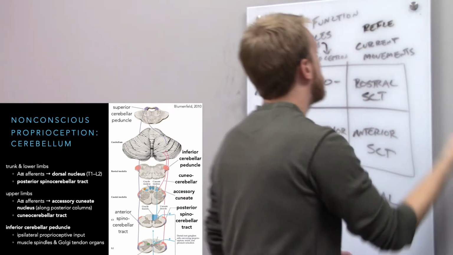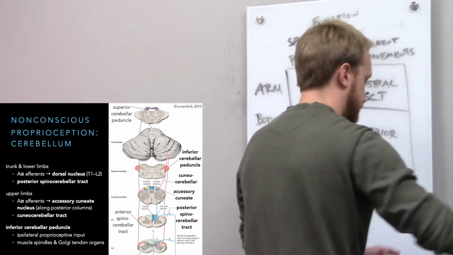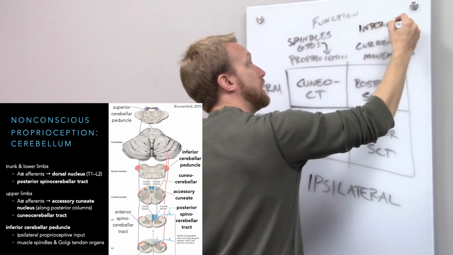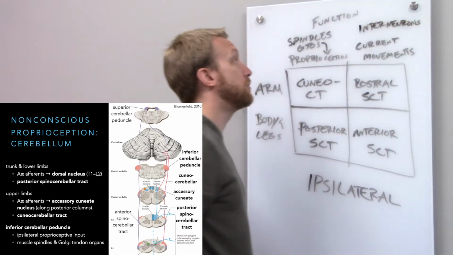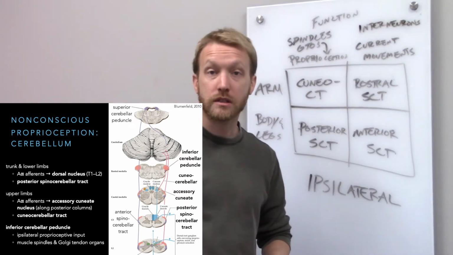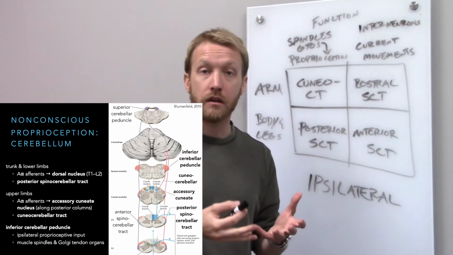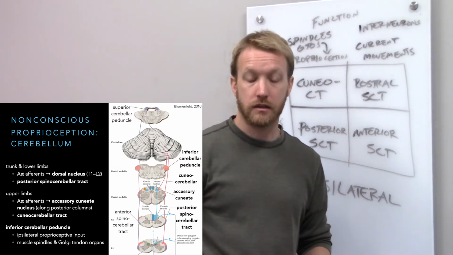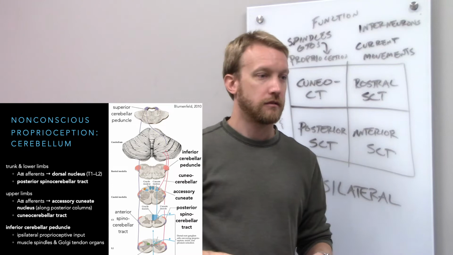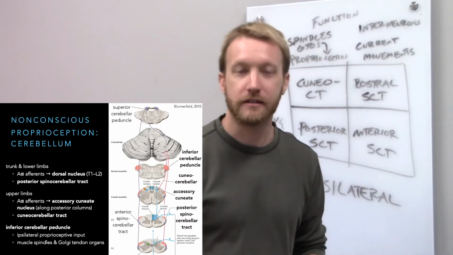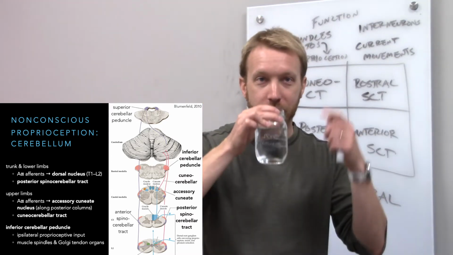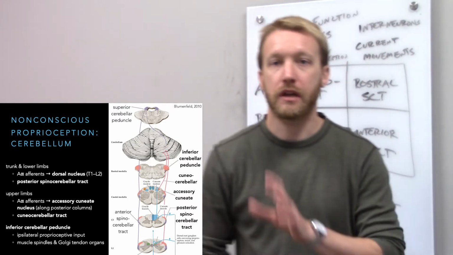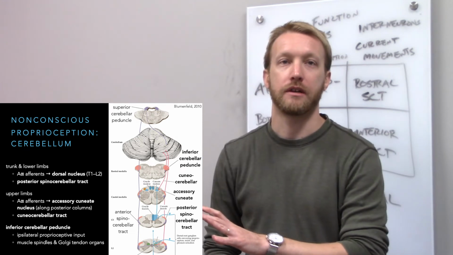Current movements, I get input from, let's say spinal interneurons. So not the primary afferents, but instead the interneurons that are getting input from primary afferents, but also input from descending motor pathways like the corticospinal tract. My goodness, took a while for that to come up. Okay, let's walk through these pathways here.